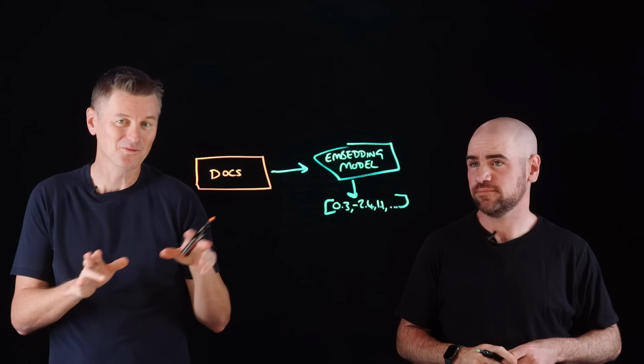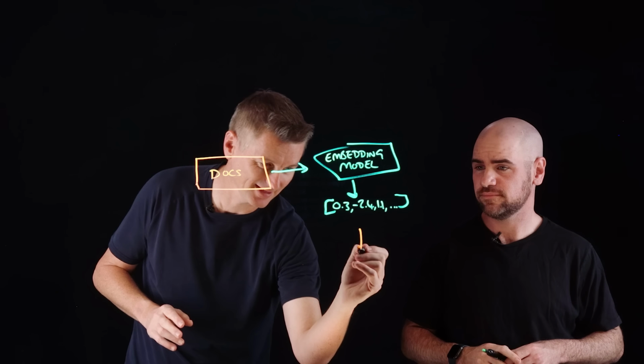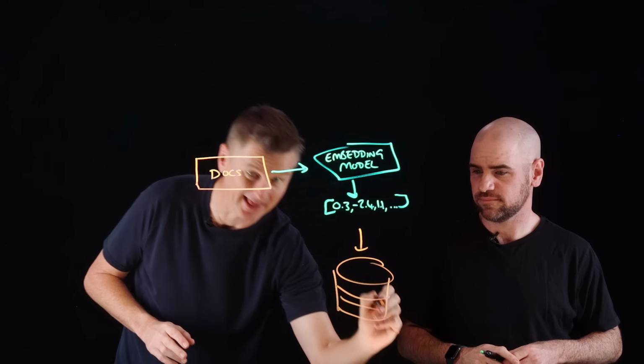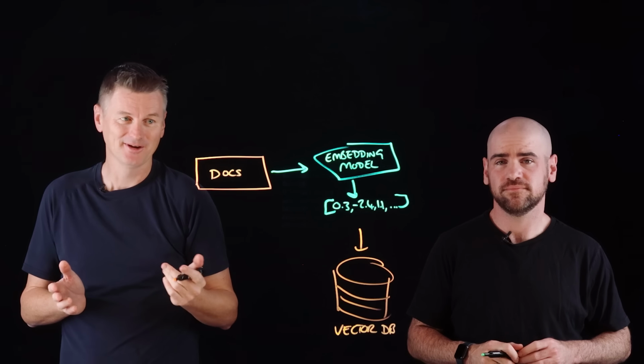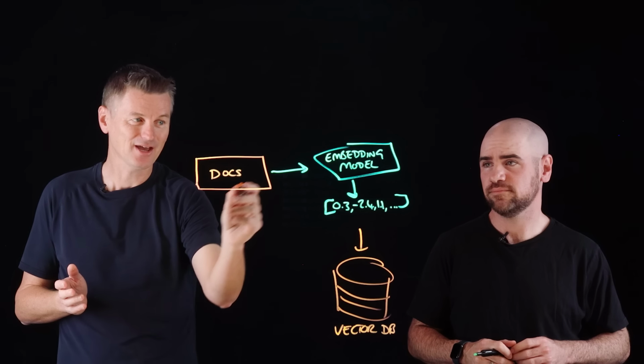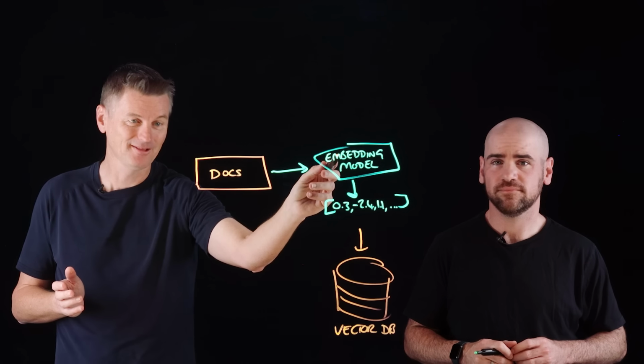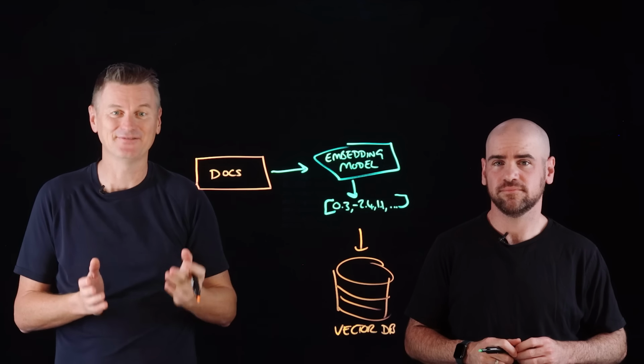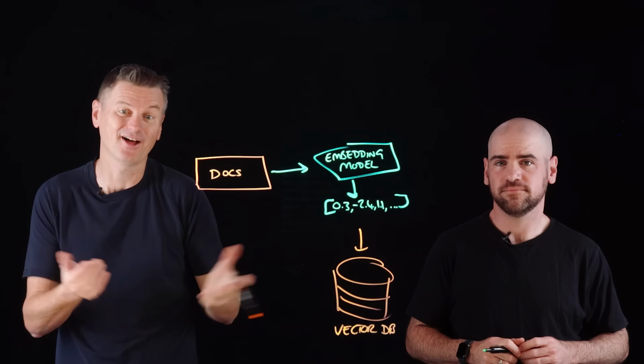Right. Then we store those vectors in a database, specifically a vector database. So text documents, they go to the embedding model, they're converted into vectors, and then they are stored in the vector database. That's the offline part.